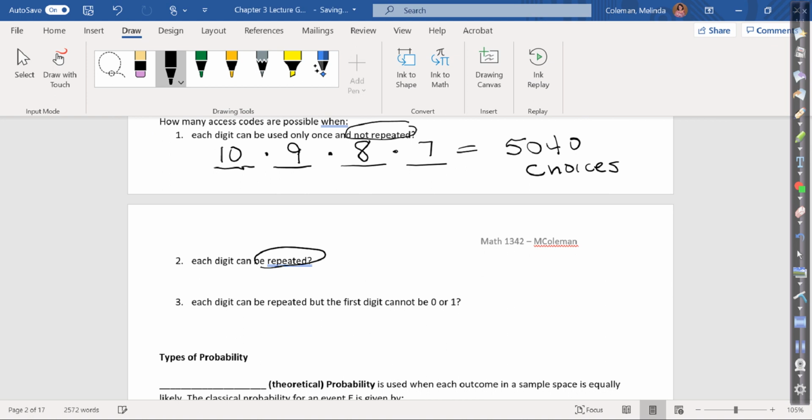If they can be repeated, then again, we still have 4 slots. We're still going to multiply, but each digit can be repeated, so there are 10 digits to choose from for the first slot. However, in the second slot, I still have 10 choices. In the third slot, I have 10 again, and in the last slot, I also have 10, because I can repeat. So in the first example, if I used 4 in the first case, I couldn't use 4 again. In this case, if the first number is a 4, I can use 4 again. And if I multiply those together, I would end up with 10,000 choices.